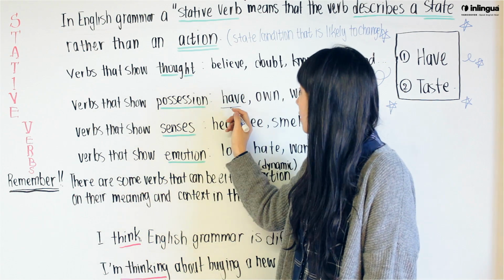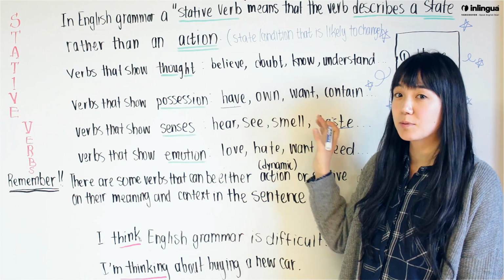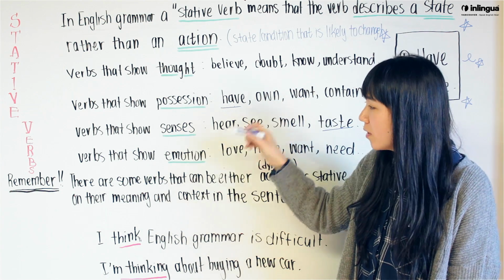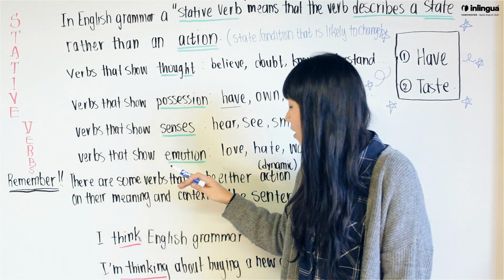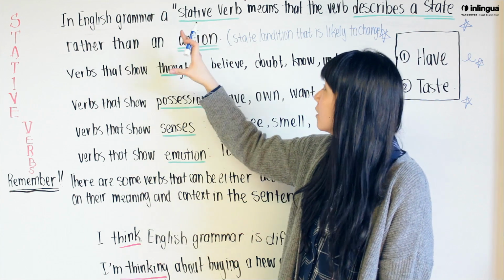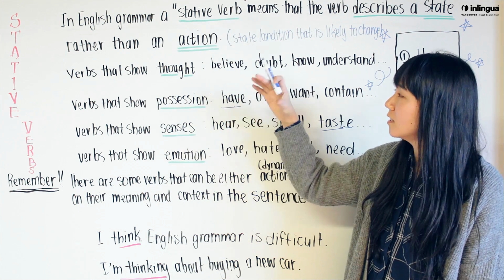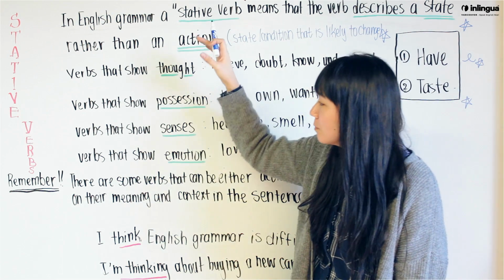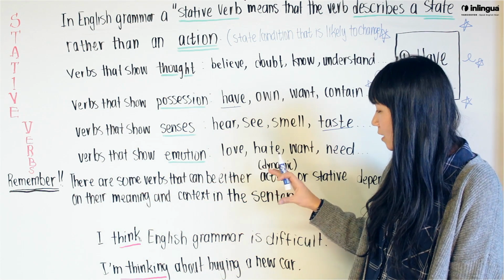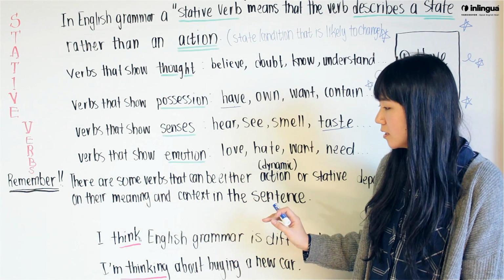So have and taste, these two are an exception in English grammar. You can put an ing onto the main verb. However, it depends on the meaning and the context in the sentence. So I said that in English grammar, a stative verb means that the verb describes a state rather than an action. And the state can be a condition, but there are exceptions. So just remember that there are some verbs that can be either an action or a stative verb depending on their meaning and context in the sentence.